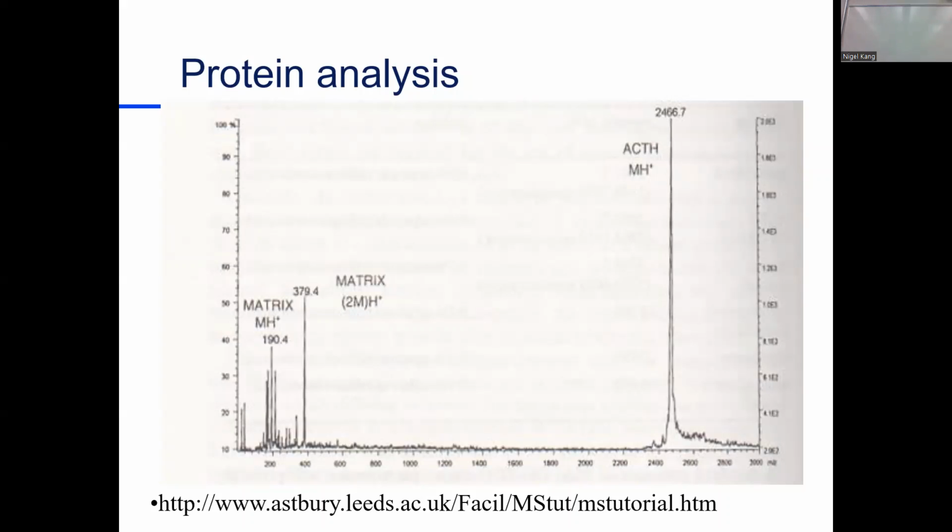This is one example. This is a very, very, well, it's not a small protein. We're down here, 2,466. So that's kind of small material. What is it? Doesn't say. Okay. But it's a very, very small bit. 2,466. That's probably in the category of a peptide.